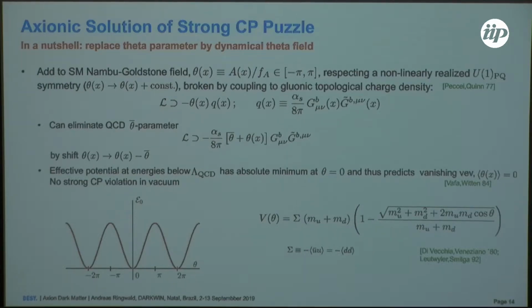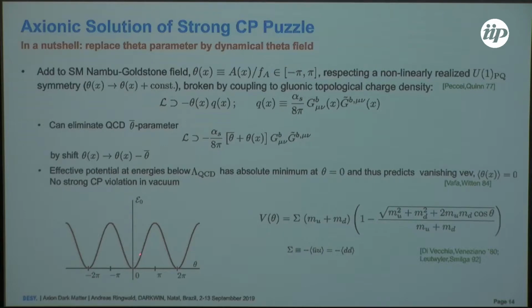And the quark masses enter somehow in this, and the quark condensate, the chiral condensate. But the most important thing here is that you have solved the strong CP problem. You can solve the strong CP problem because this potential at theta equal to zero has an absolute minimum. So it's zero at the minimum. And therefore, in the vacuum, the strong CP problem is solved. Whenever you add to the standard model such a Nambu-Goldstone field which has such a coupling, QCD itself solves the strong CP problem, in a sense, because the vacuum energy in QCD has this form.